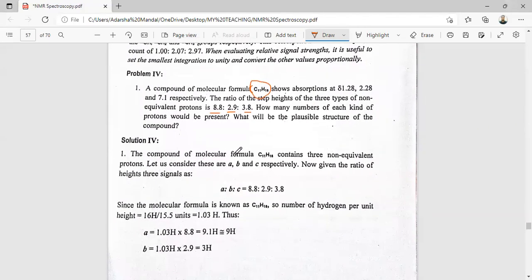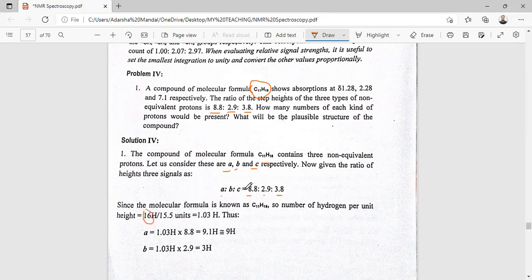So the compound molecular formula is, so it is a solution. The compound C11H16 contains 3 non-equivalent protons. Let us consider the 3 non-equivalent protons: one is A, one is B, one is C. The given ratio of the 3 signal heights is A : B : C = 8.8 : 2.9 : 3.8. So here the total number of protons is 16.